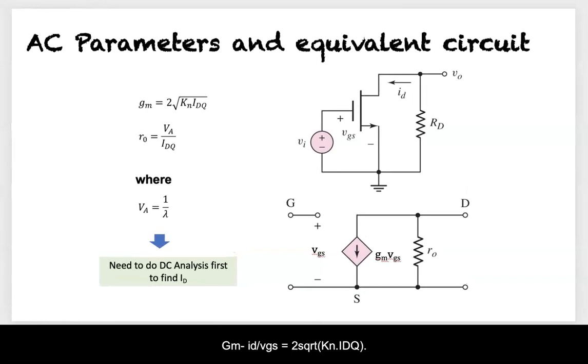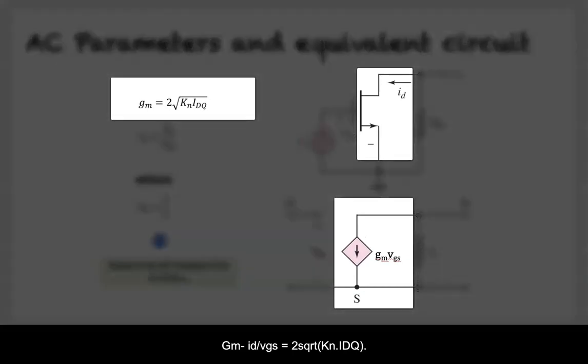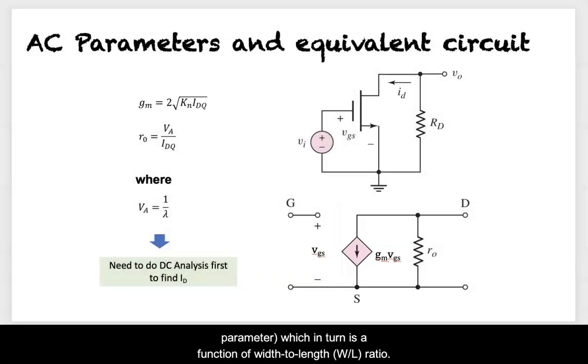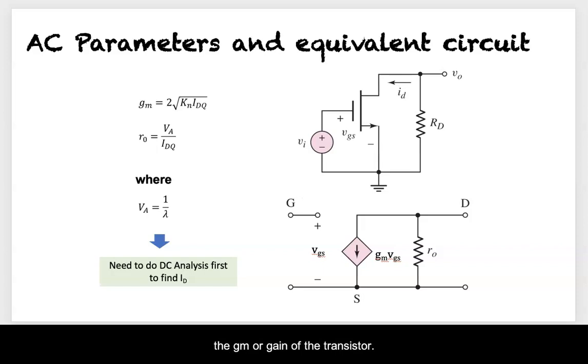The Gm is equal to ID over VGS, and this is also equal to 2 times square root of Kn multiplied with IDQ. We can see that the Gm is directly proportional to the Kn, or the conduction parameter, which in turn is a function of width to length ratio, or W over L. Hence, an increment in width of the transistor will increase the Gm, or gain of the transistor.